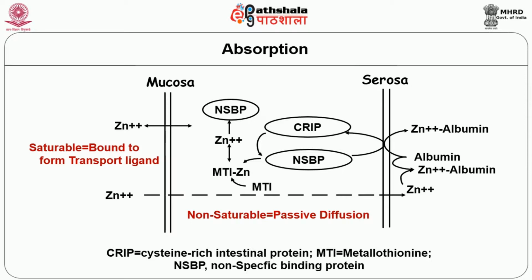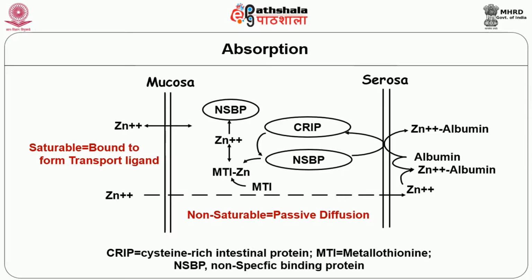Zinc gets into the cytosol through transporters, and in the cytosol there is a non-specific binding protein which will bind it. Also there are cysteine-rich proteins in the cytosol which can take up zinc and recycle it depending upon the requirement of the body. Another protein is metallothionein, a zinc-binding protein, which is essential for the transport and also storage of zinc in various tissues.